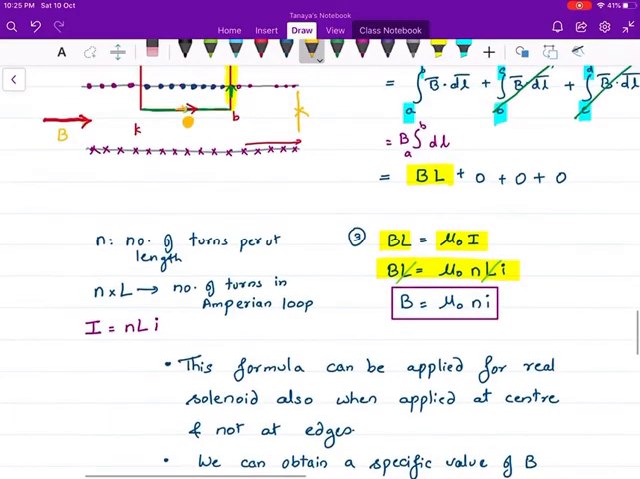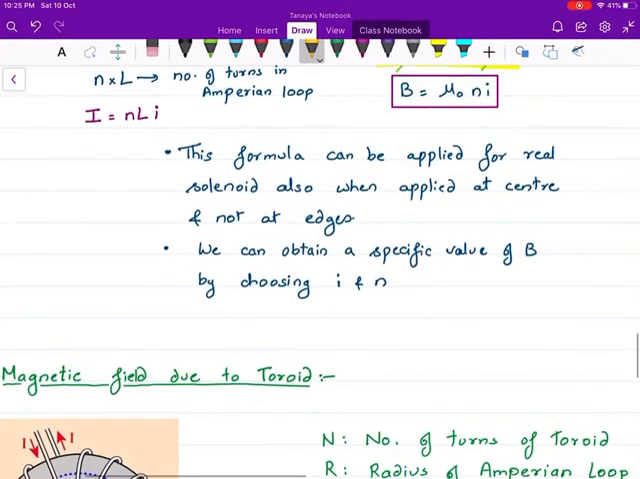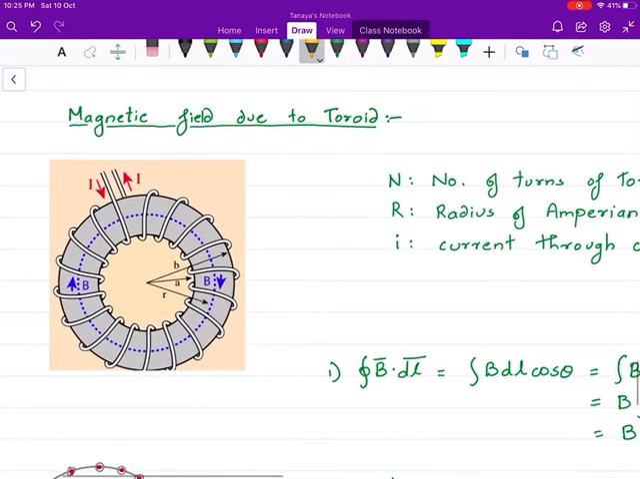So see, it just involves 3 steps. You just have to consider the Amperian loop, find the integration of B dot dl, and equate it to mu naught I. That's it, and you get the equation, right? So this is for a solenoid. Now let's see for a toroid. What is a toroid? A toroid is something very similar to this solenoid. The only thing is, in a solenoid these coils are kept straight.